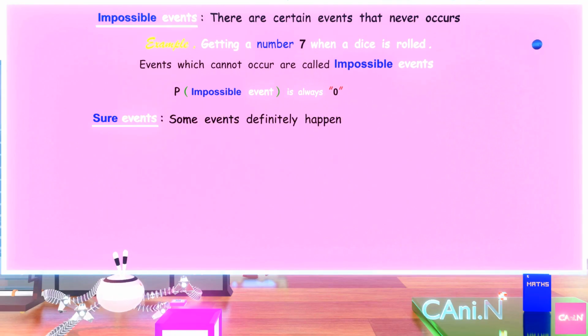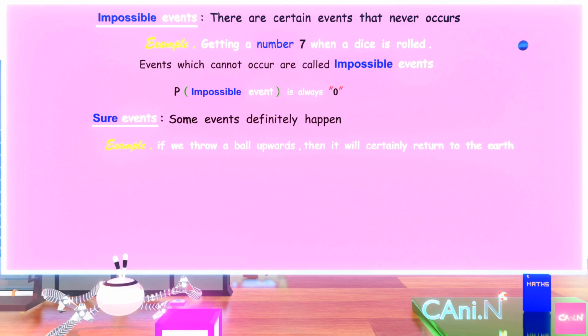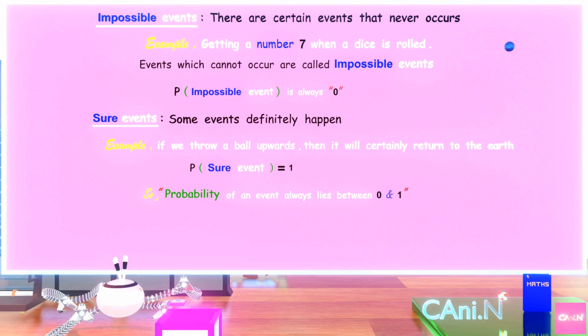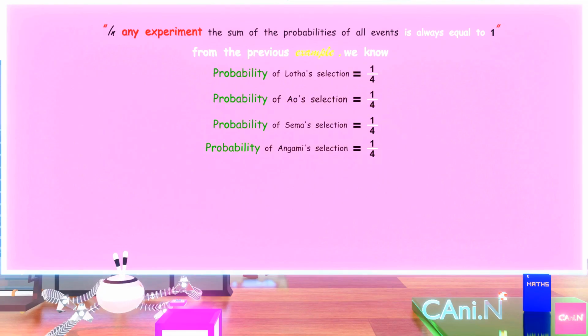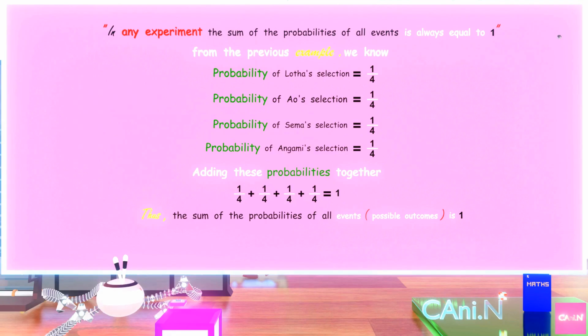Sure events. Some events definitely happen. Example, if we throw a ball upwards, then it will certainly return to the earth. Hence, probability of a sure event equals 1. So, probability of an event always lies between 0 and 1. In any experiment, the sum of the probabilities of all events is always equal to 1. From the previous example, we know the probabilities. Adding these probabilities together, we get 1. Thus, the sum of the probabilities of all events is 1.